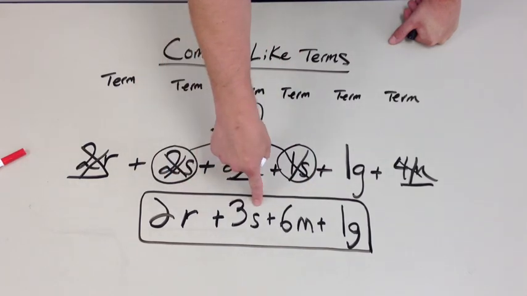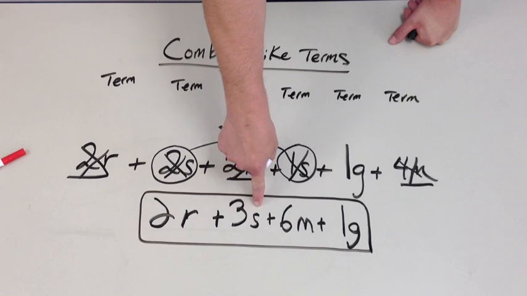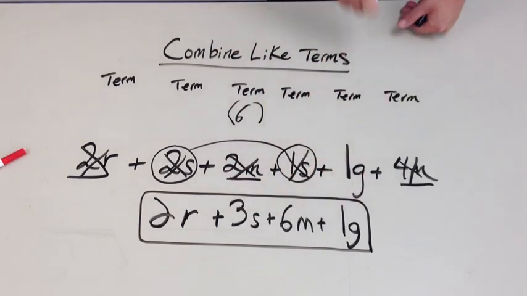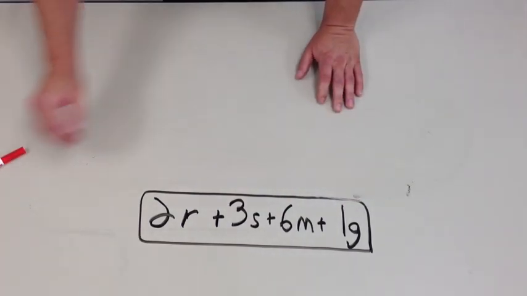Because rulers are different than scissors. Scissors are different than markers. Markers are different than glue sticks. So let's take a look at what I had.